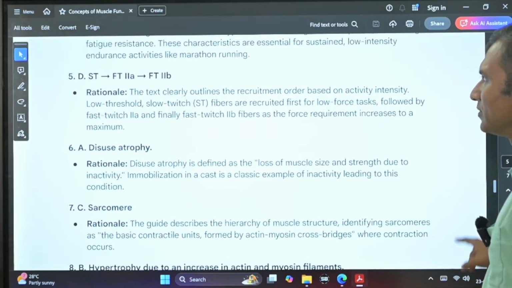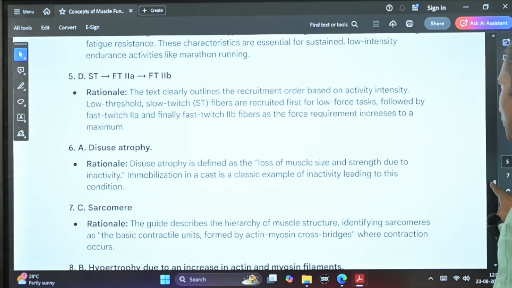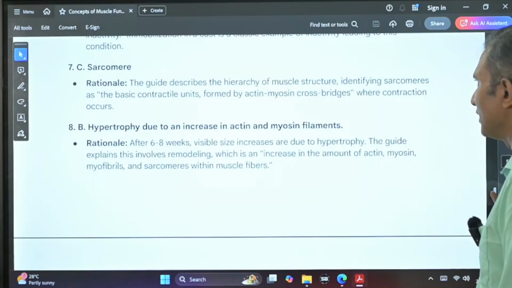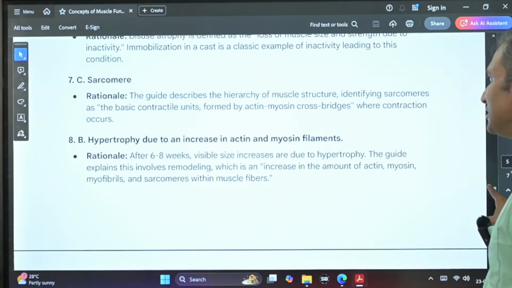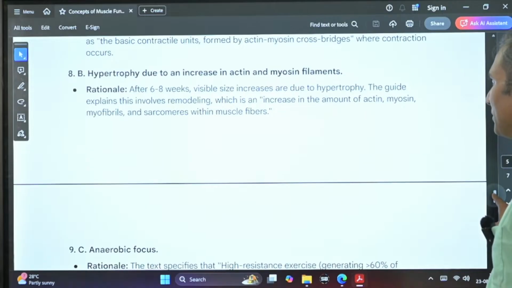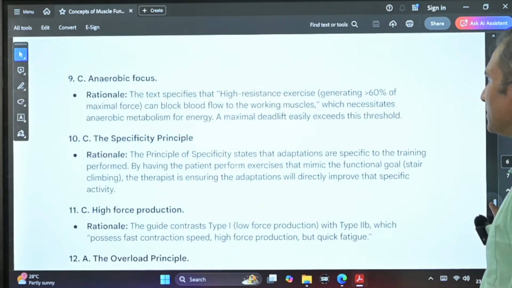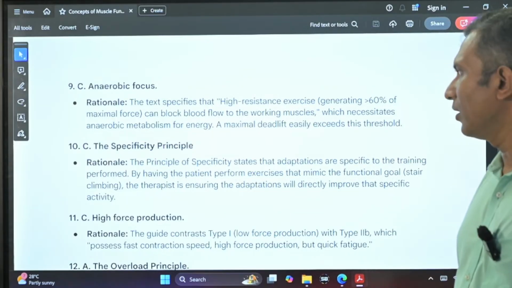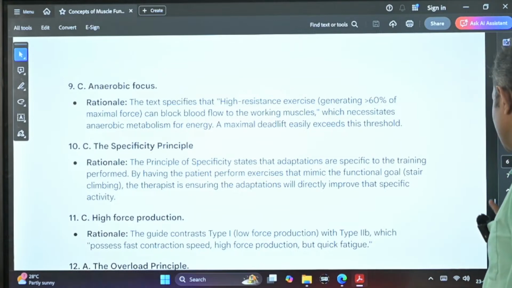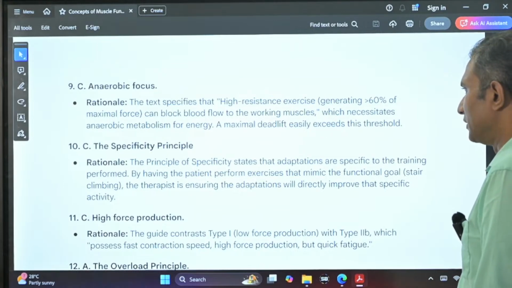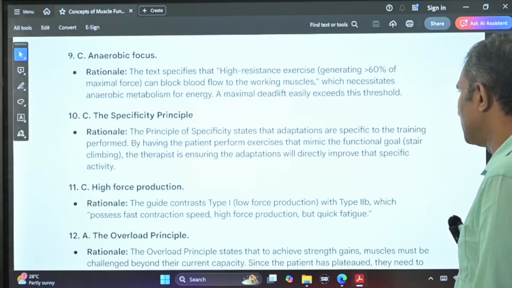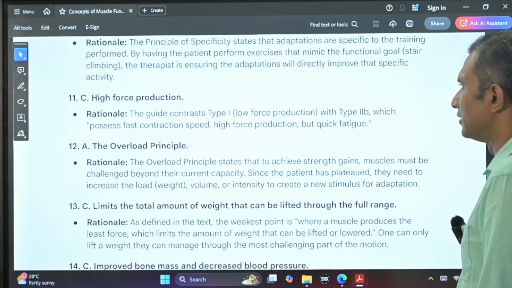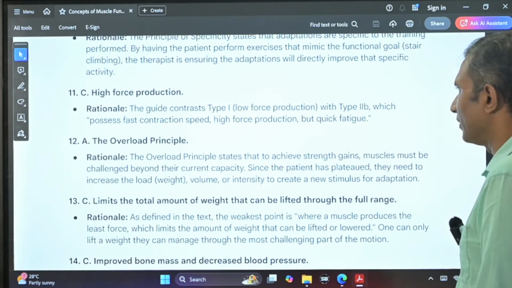5, slow twitch, fast twitch 2A, fast twitch 2B. 6, the answer is disuse atrophy, A. 7, sarcomere. 8, actin myosin fibers, option B. 9, high resistance exercise is mainly of anaerobic force focus, 9C. 10, C, specificity principle, where we are teaching stair climbing. 11, high force production type.